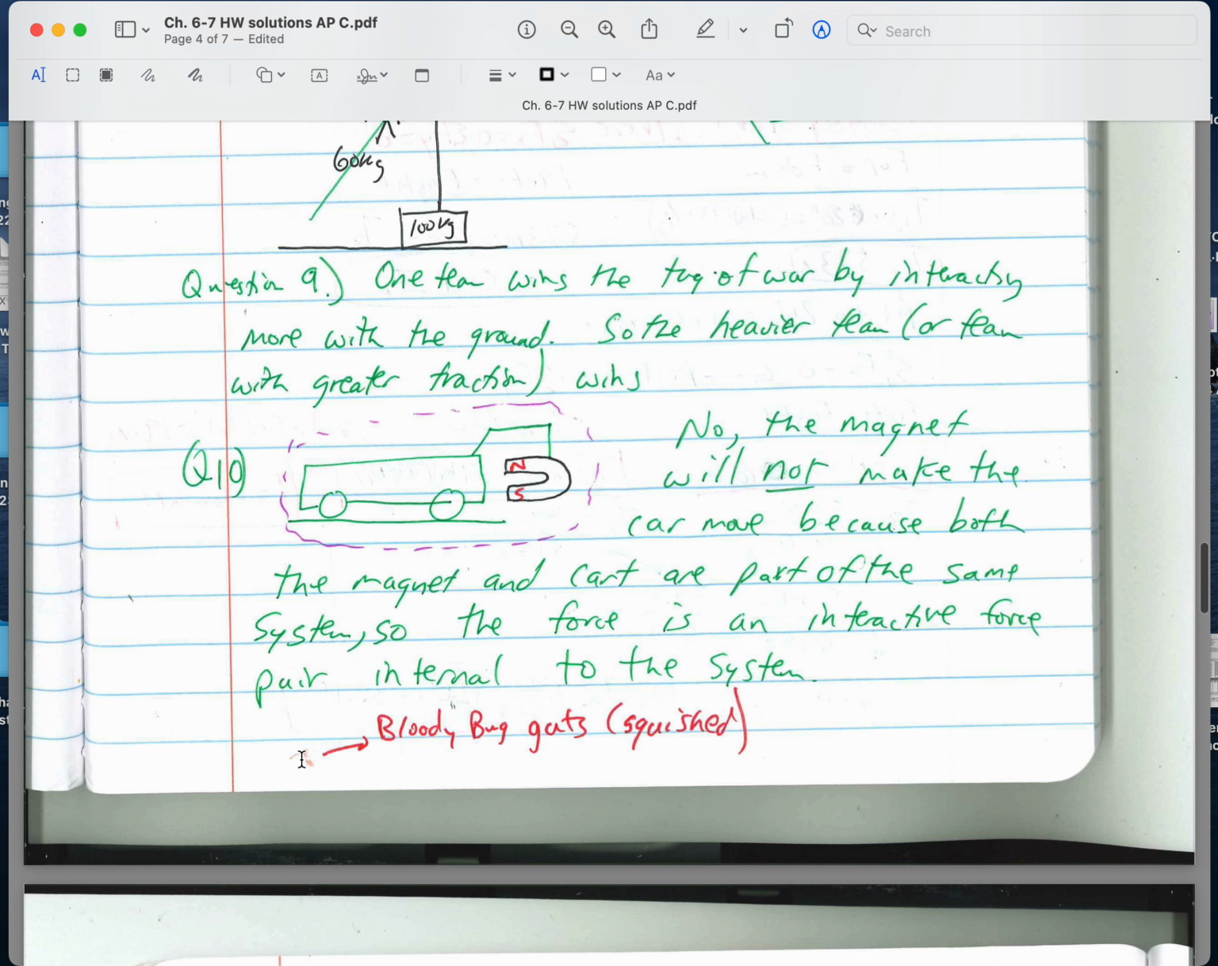And that was when I squished a bug that was in my room when I was doing these problems, and so that's bloody bug guts.